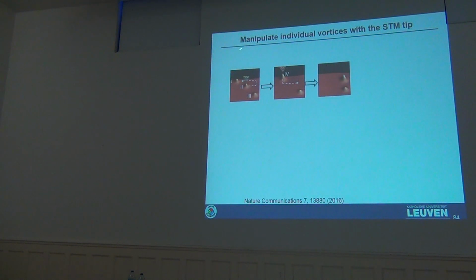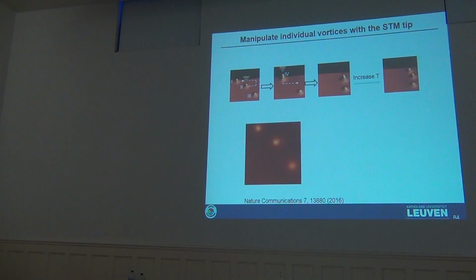You can merge them, then this becomes a doubly quantized vortex, and then it can disintegrate again from doubly quantized into two singly quantized vortices. And this is the advantage of scanning Hall probe microscopy, because we know exactly the distribution of fields and we know exactly how many flux quanta each vortex is carrying. So these are just snapshots from scanning Hall probe microscopy to demonstrate this vortex manipulation. This is a doubly quantized vortex. It's moving back again here, and then it disintegrates again into two singly quantized vortices.